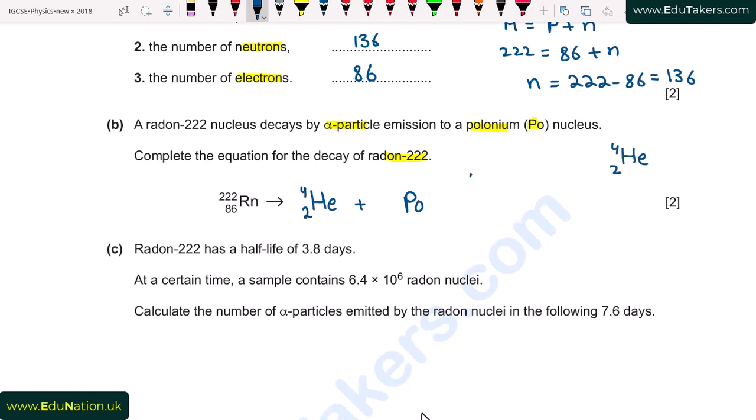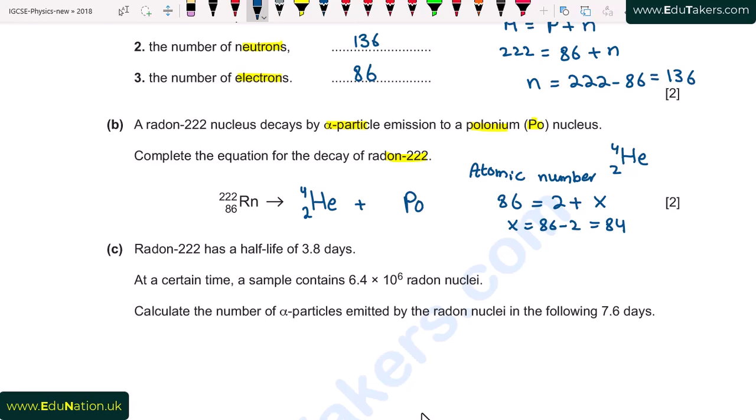I write here atomic number. On left hand side, atomic number is 86. It will be equal to 2 plus, I suppose that it is x. So you have to find out the value of x. x will be equal to 86 minus 2, it will be 84.